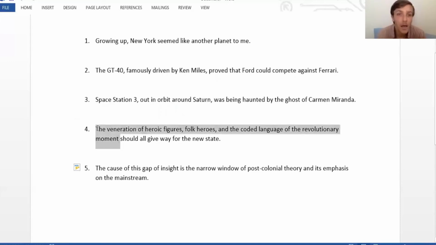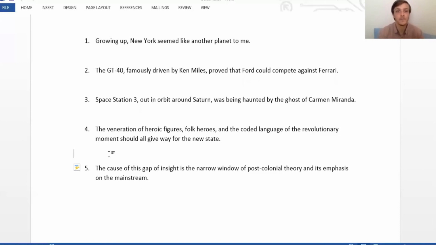All right, that's absolutely right. But when we get to, so we've got the complete subject. When we get to the simple subject, that is the bare bones of what it is we're talking about, what do we have? So I'm going to see heroic figures, folk heroes. They're tempting because they're nouns, but I see the "the" at the beginning of the sentence, and that indicates to me that whatever follows the, in this case, the veneration, just like in sentence 2, it was the GT40, that's in fact the simple subject.